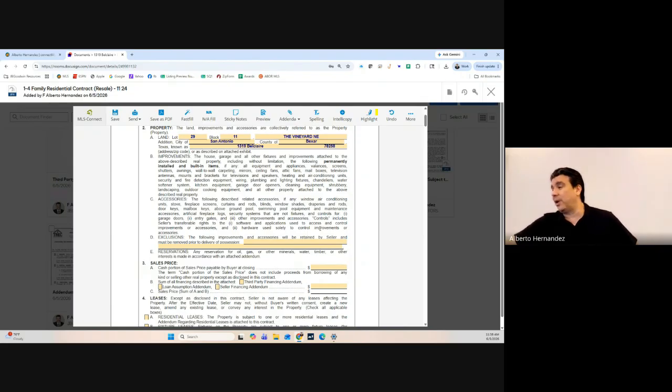Accessories: the following described related accessories, if any: window air conditioning unit, stove, fireplace screens, curtains and rods, blinds, window shades, draperies and rods, door keys, mailbox keys, above ground pool, swimming pool equipment and maintenance accessories, artificial fireplace logs, security system that are not fixtures, and controls for garage doors and entry doors, and other improvements and accessories. Controls include sellers' transfer rights to the software and applications used to access and control improvements or accessories, and hardware used solely to control improvements or accessories.